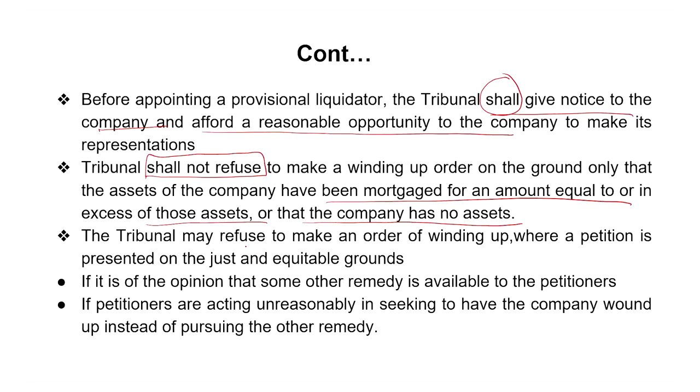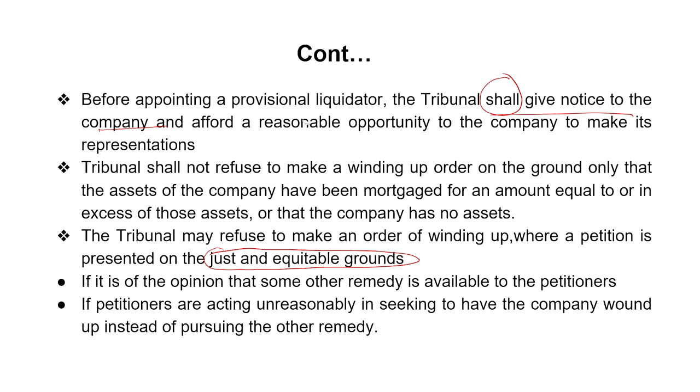The tribunal may refuse to make an order of winding up where a petition is presented on the just and equitable ground. So again I emphasize this point: the just and equitable ground is basically governed by the discretionary power of the court or tribunal, and there is no straitjacket formula to find out which powers are covered under just and equitable and which are not. So just and equitable is a blanket available before the tribunals or the court. They may fit any equation under this umbrella, under this jacket.